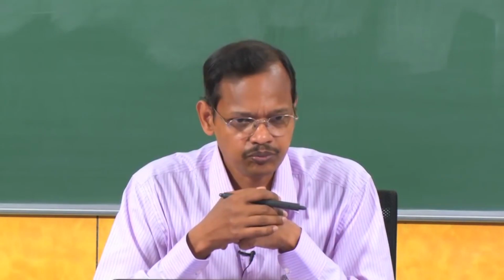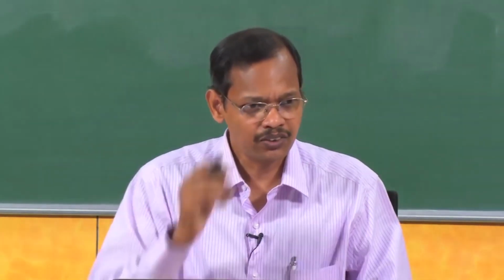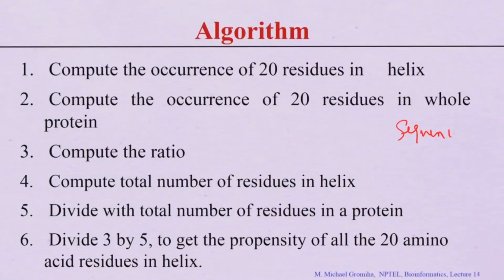Sequence. So, we need the sequence on the 20 different amino acid residues, and you need the secondary structure assignment. First we need to get the occurrence of the 20 residues in helix, and we need the same occurrence in the full protein. So in the full protein, how many residues of a particular type, each type we can get, and how many in helix, then you can calculate the ratio.